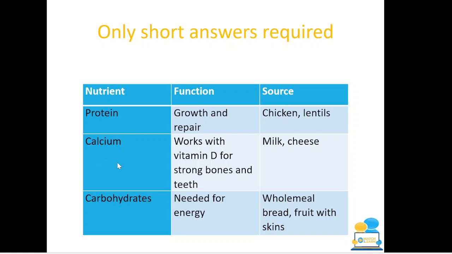So next one, calcium, works with vitamin D for strong bones and teeth, and that'll be found in milk and cheese. Carbohydrates required for energy, so it'd be wholemeal bread and fruit with skins. So you can see how that type of question is asked.